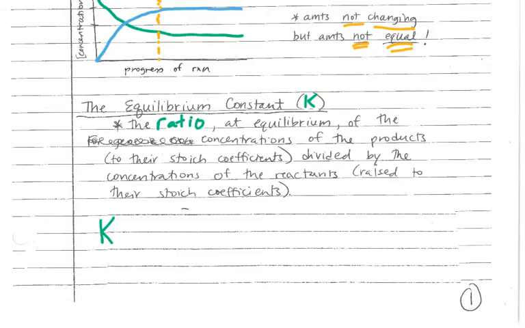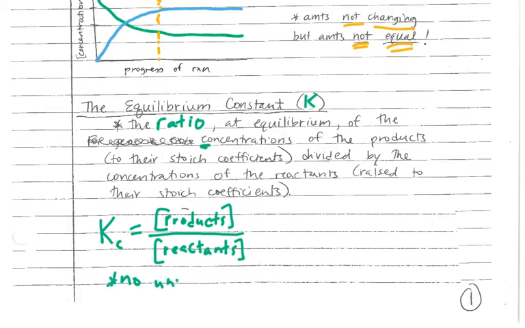K, and we'll put a little C here because there's another version of K we're going to talk about. This one is based on concentration, so the C comes from concentration. And it's simply the ratio of the concentration of the products at equilibrium divided by the concentration of the reactants at equilibrium. There are no units, by the way.